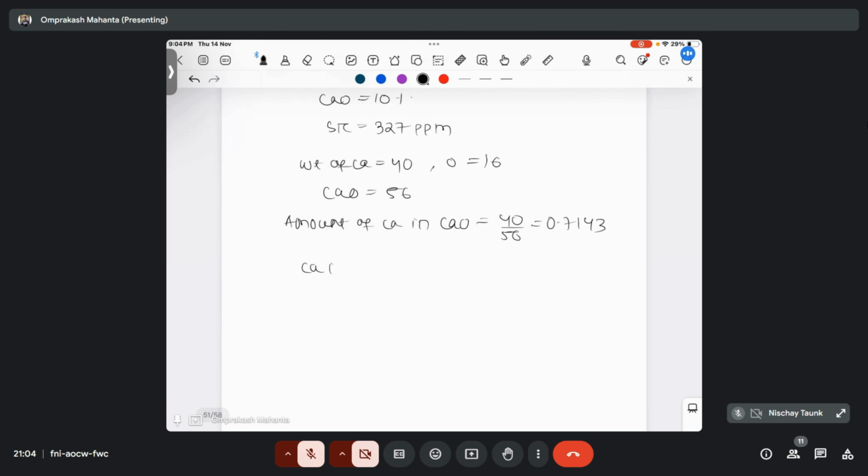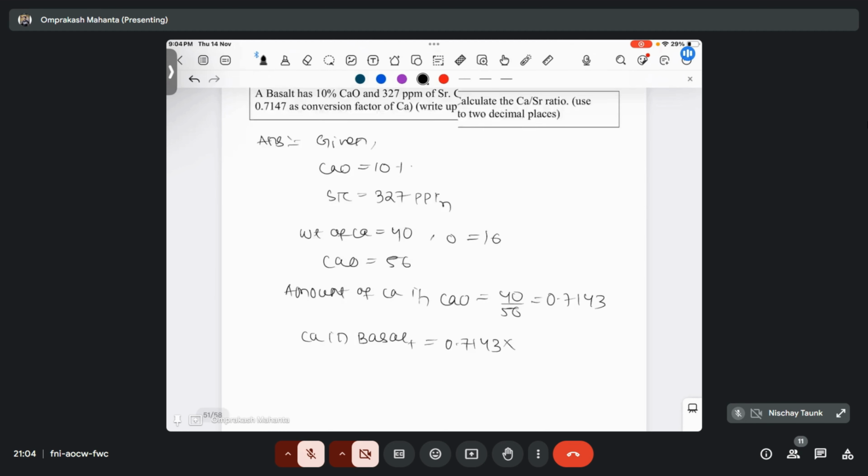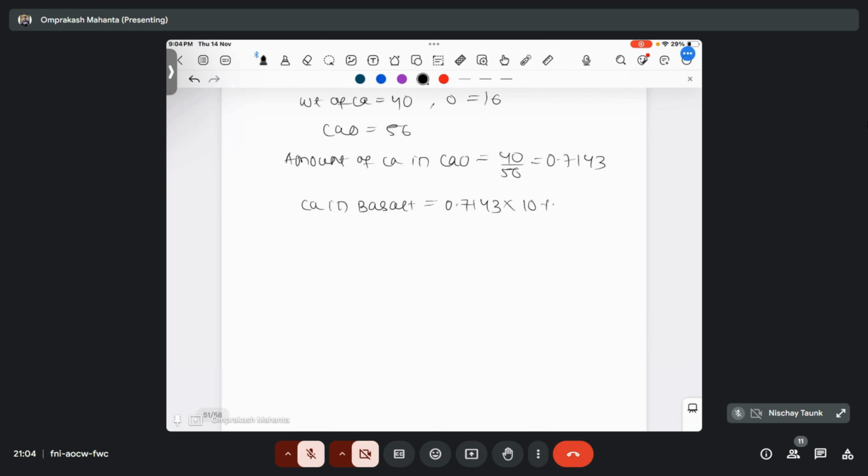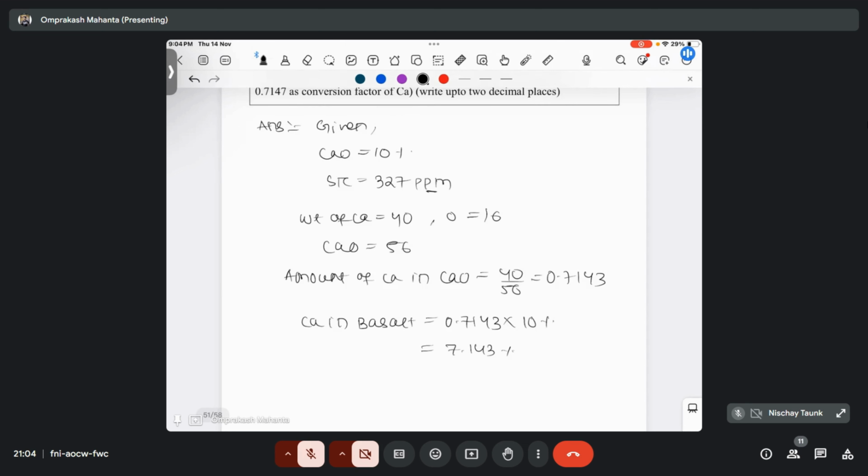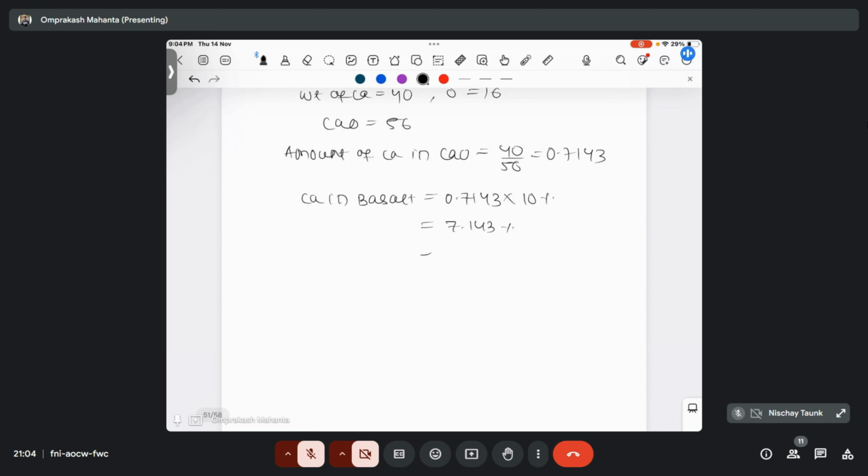Now we got the Ca in CaO, but we need Ca in basalt. So Ca in basalt would be 0.7143 into 10%, as 10% of CaO is given. So into 10, it will be 7.143 percent. But here Sr is given as ppm, so you can convert ppm into percentage, or you can convert percentage into ppm. That's up to you. Okay, I'm converting percentage into ppm.